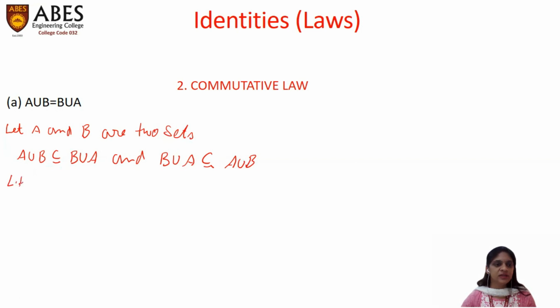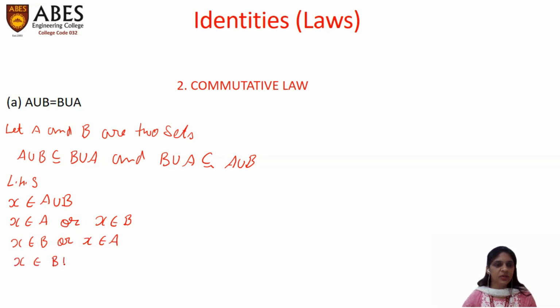Now, first of all, we are going to consider the left hand side, that is A union B is a subset of B union A. So let's consider an element X which belongs to A union B. We can write this thing as X belongs to A or X belongs to B. Here, because of the sign or, we can write this thing as X belongs to B or X belongs to A. Now, X belongs to B union A. Here we are saying that X belongs to A union B, and here we are saying that X belongs to B union A, which means that A union B is a subset of B union A, because there is an element X which belongs to A union B as well as it belongs to B union A. That means we can say that A union B is a subset of B union A. Let's consider this as equation number 1.